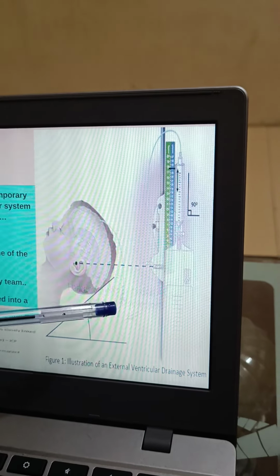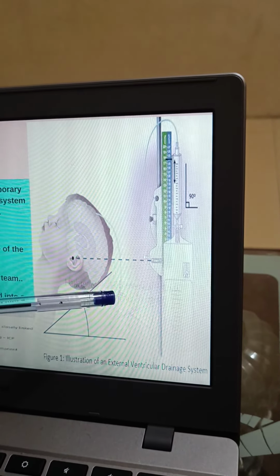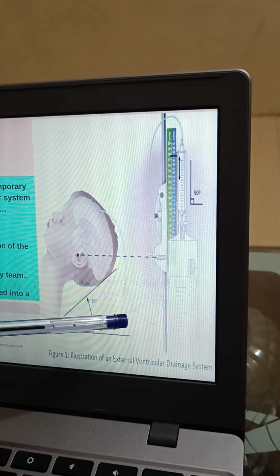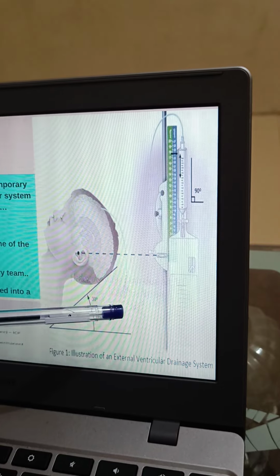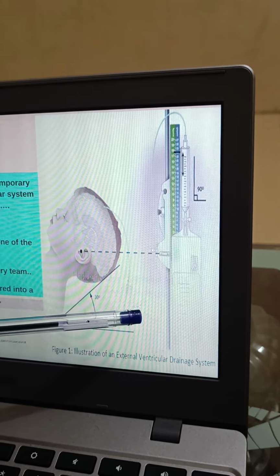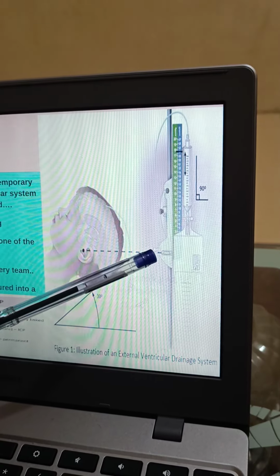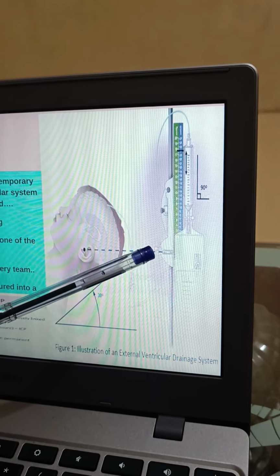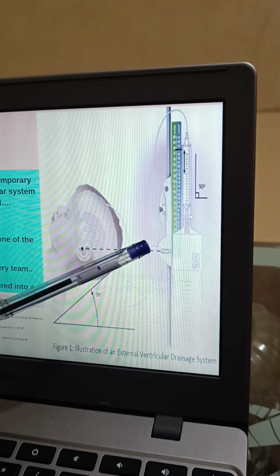We are not supposed to touch this, because we need to maintain maximum sterility. The rest is usually handled by the neurosurgeon. But as trained nurses, we can do the sampling. If we have a monitor, it will be connected to the cardiac monitor, and they will assess the ICP pressure.